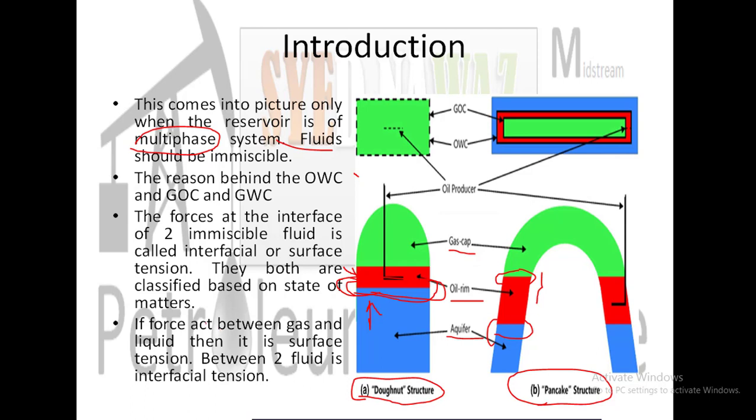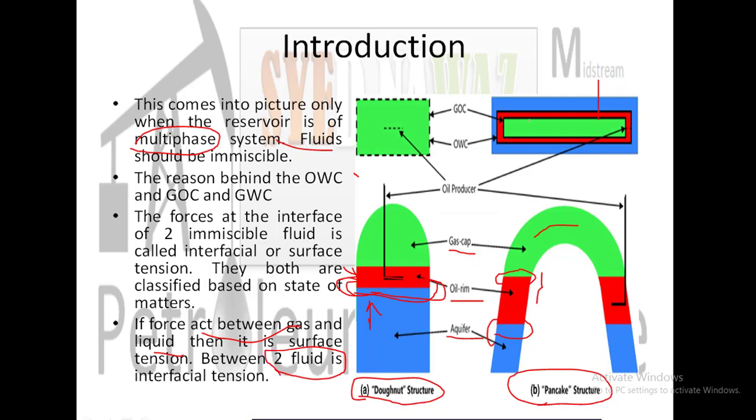we can say that, like I wrote the final point over here, if the force is acting between gas and liquid, like over here I have a gas and the green region is of gas, and the red region, as you can see, this particular black point is nothing but your gas oil contact. Okay, so if the force acts between gas and oil, then that is considered to be a surface tension.